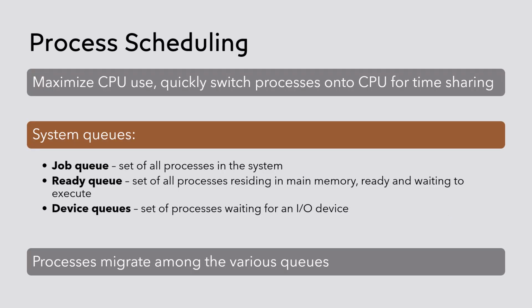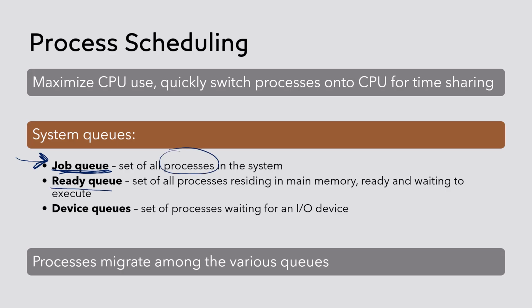So in your system, you have a set of queues, and this is not all of the queues, but just an overview of some of them. The first queue would be the job queue. That would be the set of all processes that are in the system. That means all the processes that are active, but they might not be in the ready queue. These are all of the programs that have become active processes.